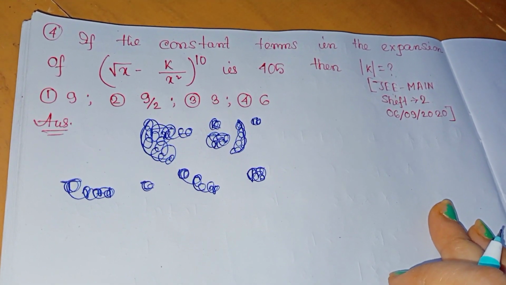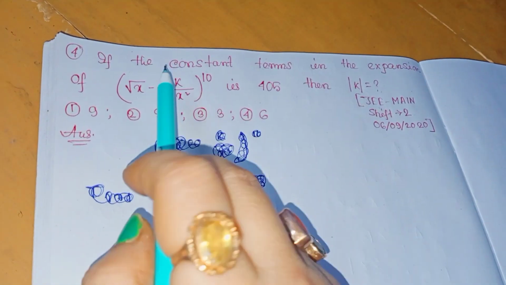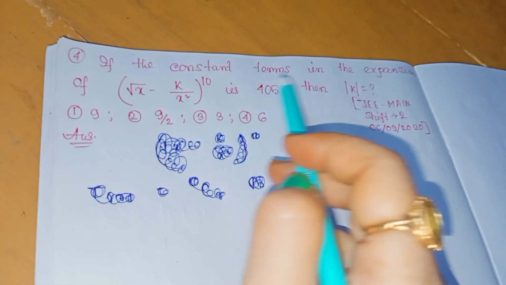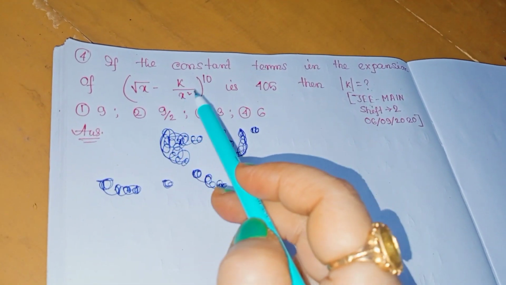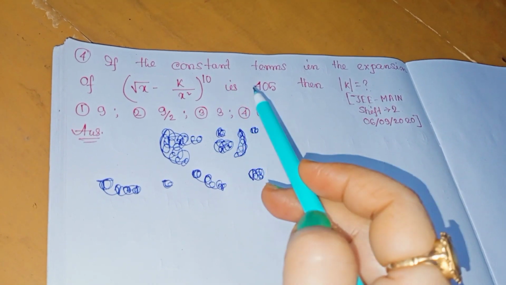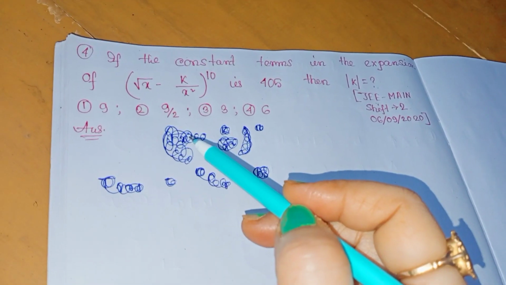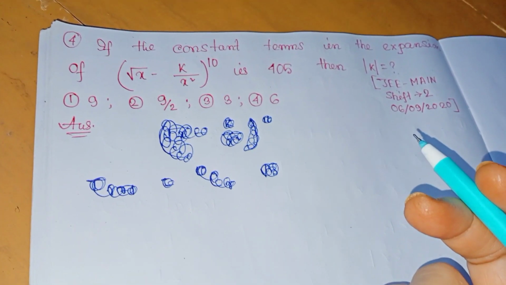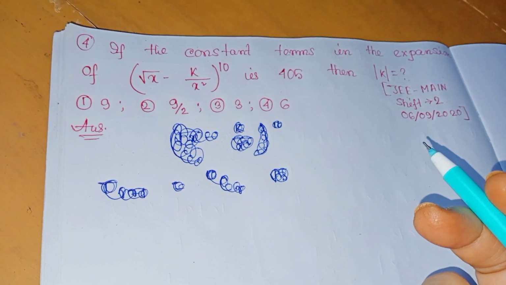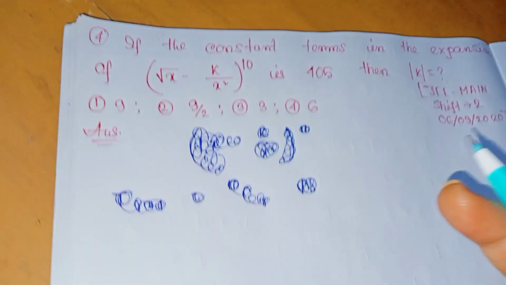Today we solve JEE Main Shift 2, 6th of September 2020, question number 4. If the constant term in the expansion of (root x minus k by x square) whole to the power 10 is 405, then mod k is equal to what? Four options are given. This is a problem on binomial expansion, and it's a memory based question.